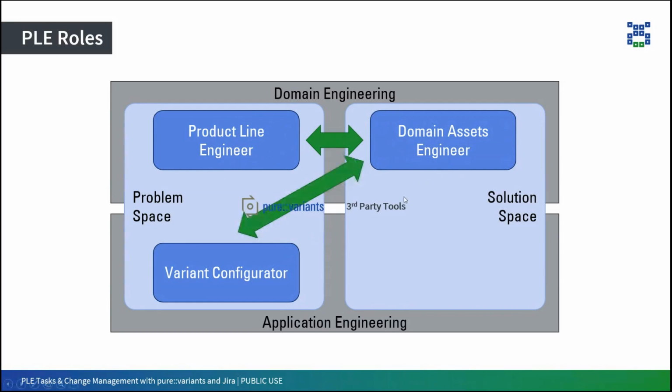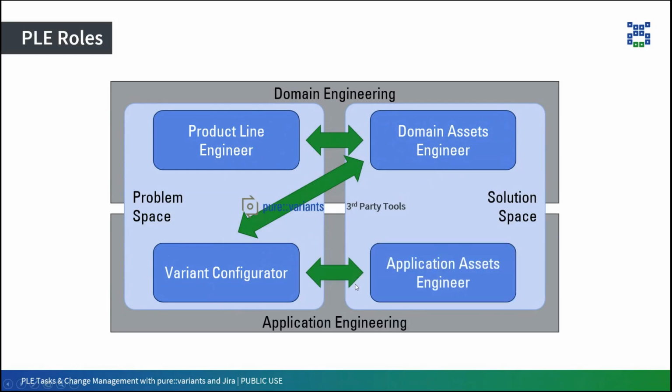And then a variant configurator gets this feedback that the new assets are available, and he can select the new feature for the new product. After that, the variant configurator can derive the variant specific assets. Finally, the variant specific assets can be assigned to the application assets engineer who is responsible for the variant specific assets. So application assets engineer can continuously work on this assets.